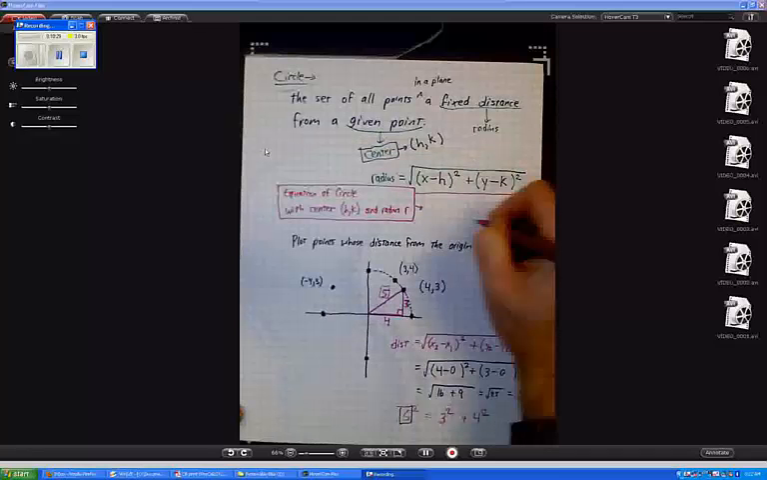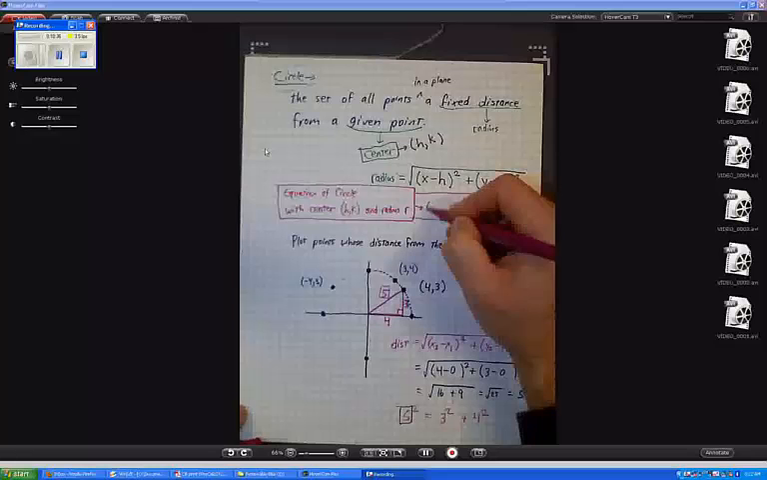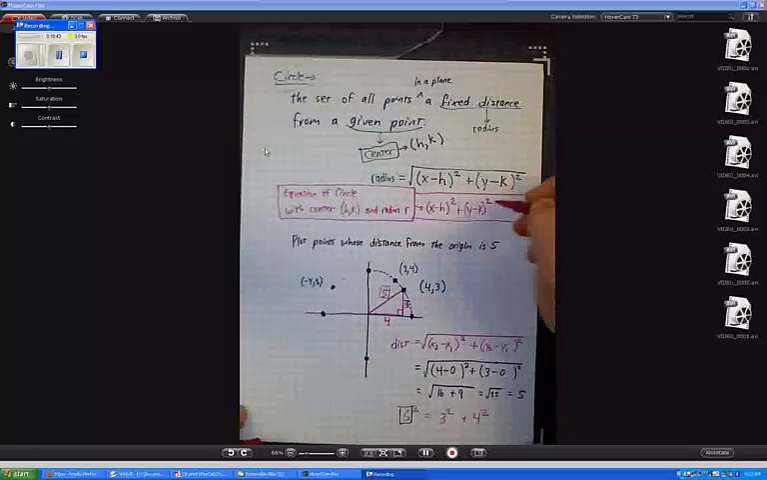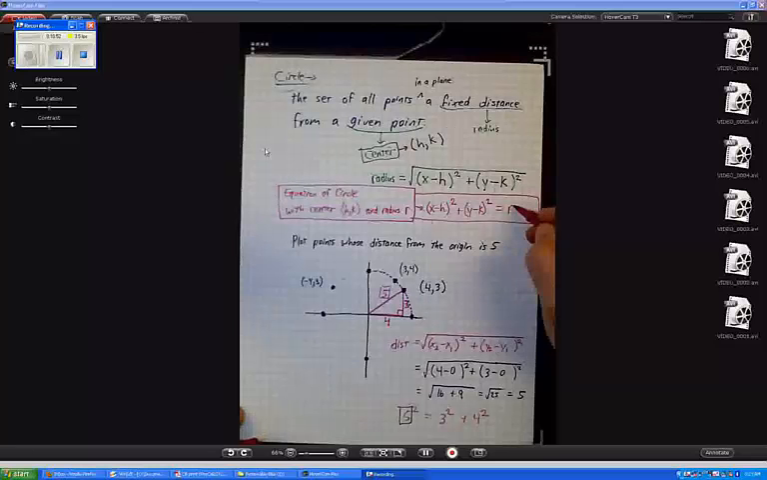Again, I'm taking the distance formula and I'm squaring it. That's all I'm doing. What am I going to get? Well, x minus h squared plus y minus k squared. I won't have the square root anymore. It's going to equal what? R squared, the radius squared. Okay? And that's going to be our standard form for the equation of a circle.